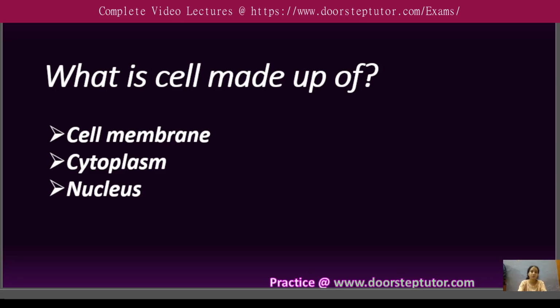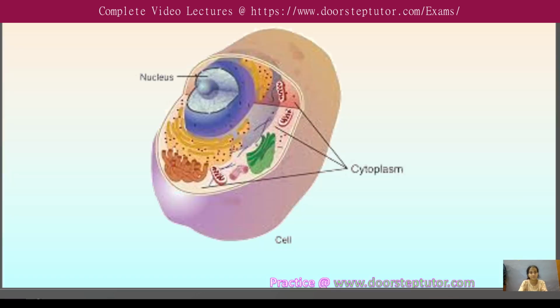So as we know, a cell is made up of cell membrane, cytoplasm and nucleus. So we are going to discuss cytoplasm and nucleus.